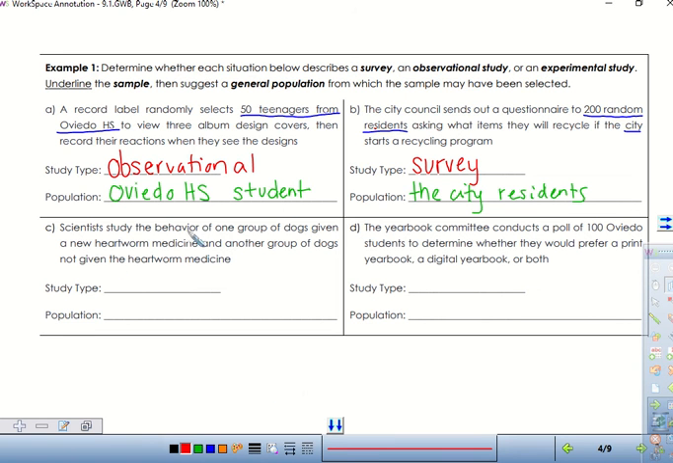So scientists studied the behavior of one group of dogs given a new heartworm medication and another group of dogs not given the heartworm medication. So what type would this be? Experimental. Good, experimental. Because you're taking one group, you're giving them something to see how they react, and the other group receives basically a placebo. So the group that we're looking for, our sample is one group of dogs.